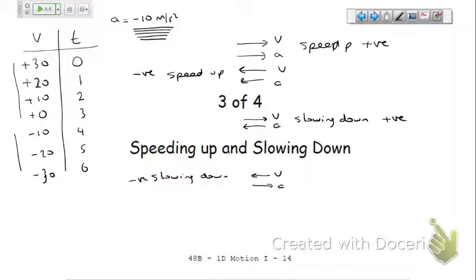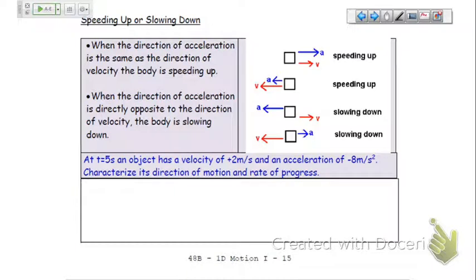But the acceleration sign does not tell you if you're speeding up or slowing down. It simply tells you in comparison. Okay? And that's what this says. When the direction of acceleration is in the same direction as the velocity, the body is speeding up, and when the direction of acceleration is opposite to the direction of velocity, you're slowing down.